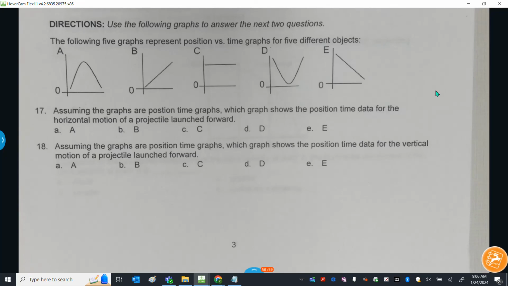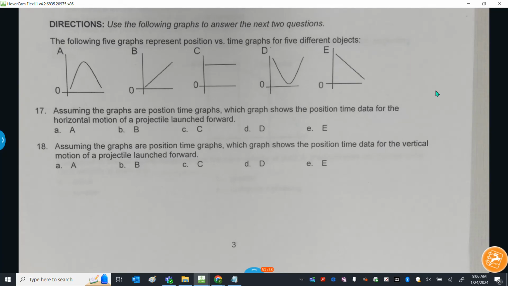Okay, and if I'm trying to look at horizontal motion, I need constant velocity. Horizontally, I have constant velocity. We've been writing it in our table the whole time. Acceleration is 0. My velocities stay the same. We've talked about it several times already. On a position time graph, if you want to show constant velocity, you need to have a straight line. If it's moving forward, that straight line needs to have a positive slope. And so it says it's launched forward, therefore we need a positive slope. That's going to be answer choice B for number 17.